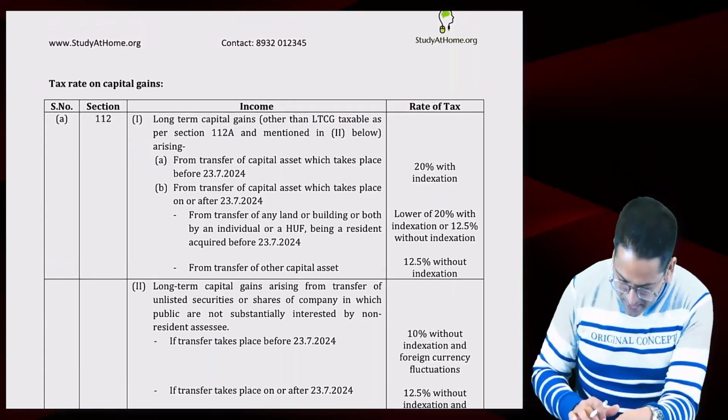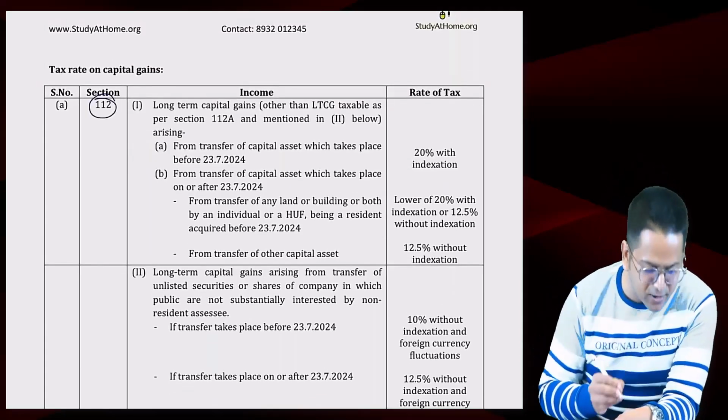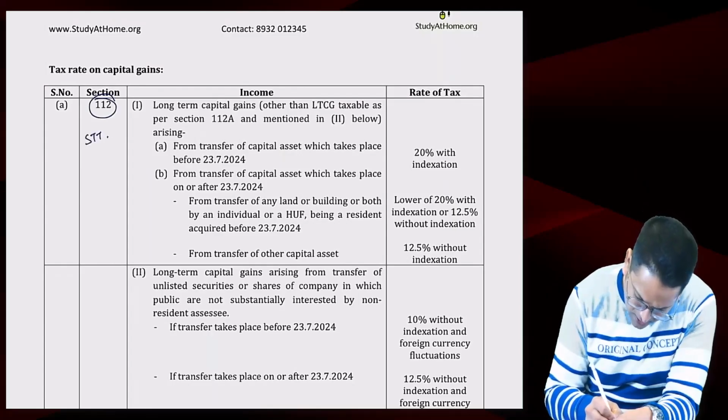So, the tax rate on capital gains. First of all, we will discuss section 112. What is section 112? STT not paid.